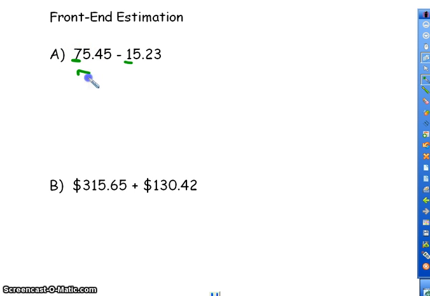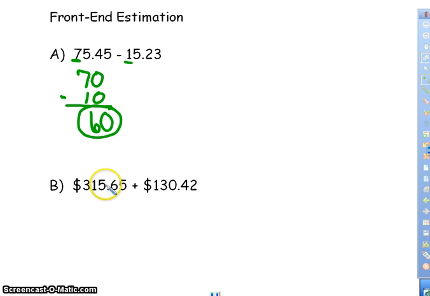So I would change this to 70 minus, and then this is a 15, so I'm going to change it to a 10. And once again, we're not going to worry about the fact that it's closer to 20 or closer to 80 if you would be rounding up. We're not worrying about that. We're just doing the front end numbers. Okay, so 70 minus 10 is 60. And there's my solution. So I do the same with B, and once again, why don't you go ahead and pause it and see if you get the same answer as me.